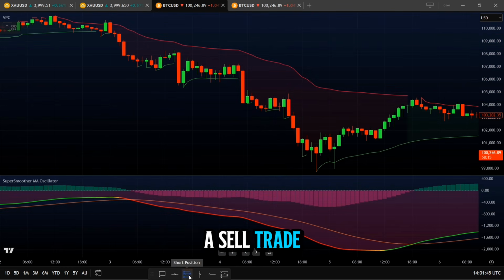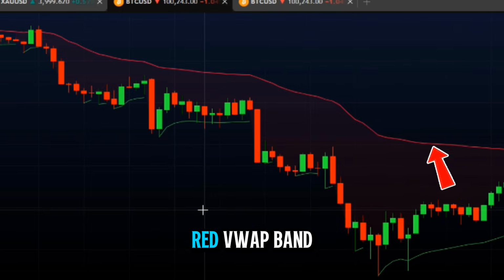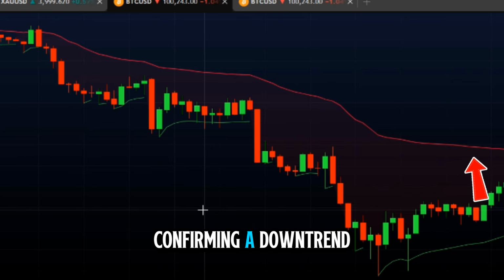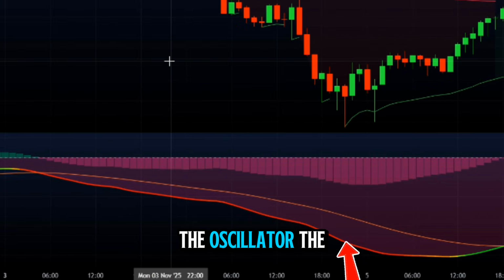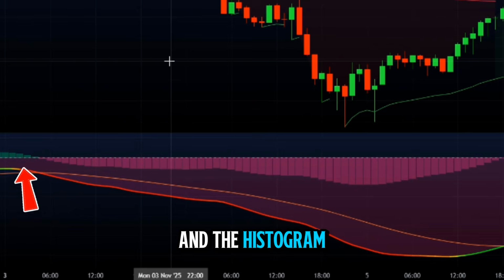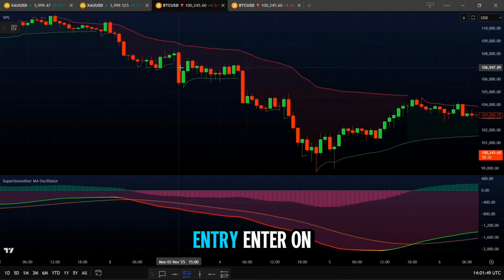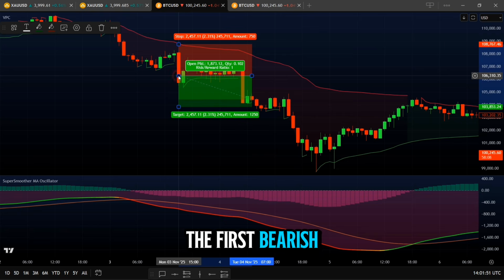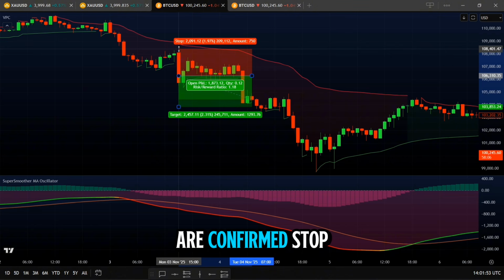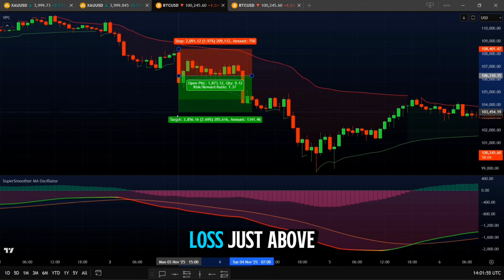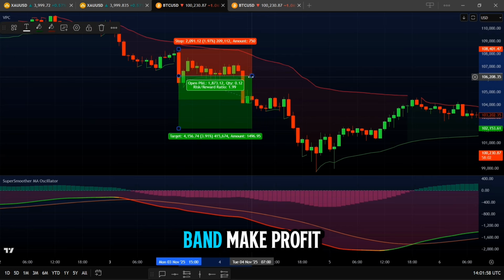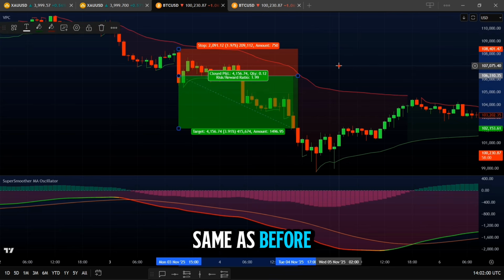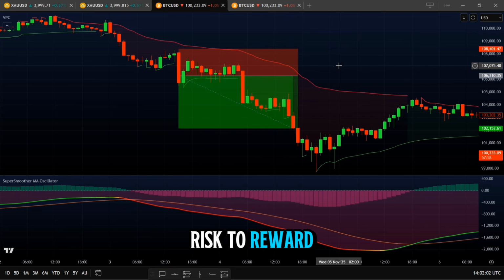Checklist for a sell trade. Price must be trending below the red VWAP band, confirming a downtrend. Look down at the oscillator. The area must be red, and the histogram bars must also be red. Entry: enter on the close of the first bearish candle once both conditions are confirmed. Stop loss: place your stop loss just above the red VWAP band. Take profit: same as before. Target a minimum 1 to 2 risk-to-reward ratio.